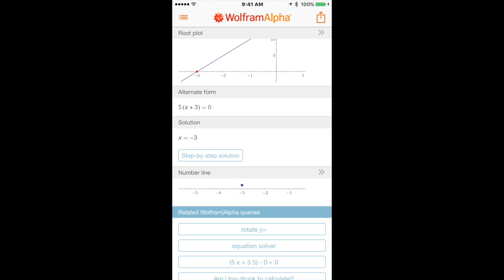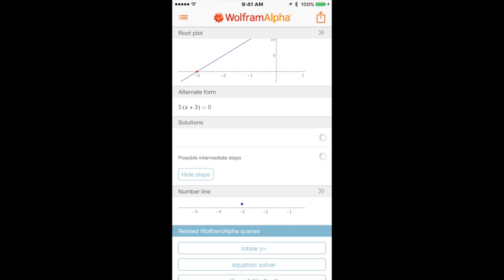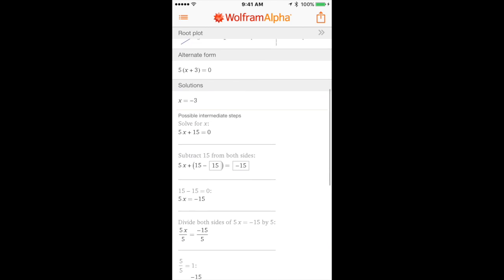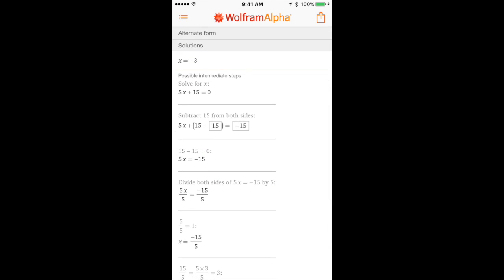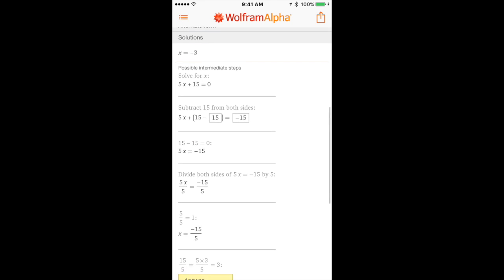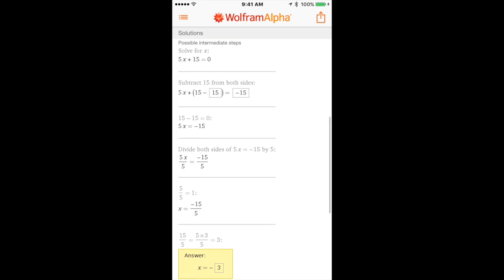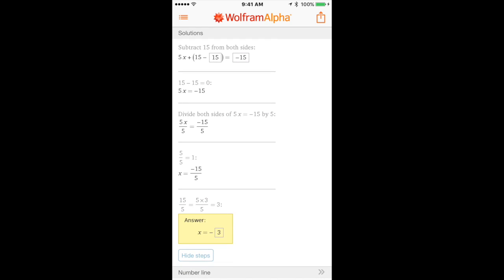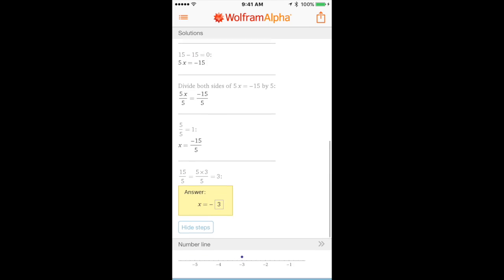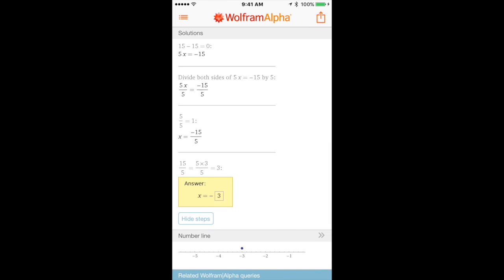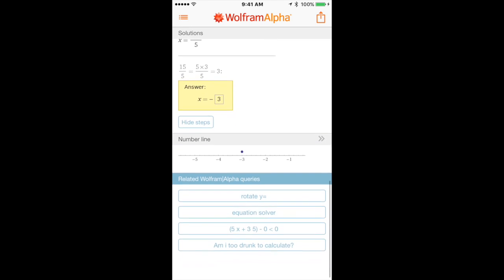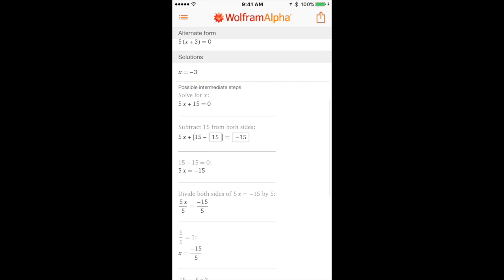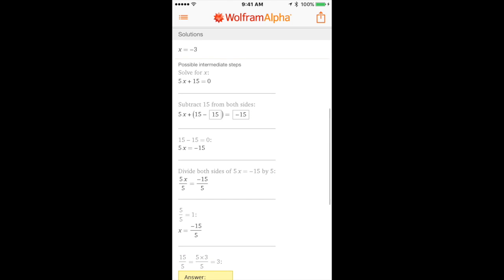For lesson planning, or also for students to help them with the homework, you go to the step-by-step solution, and it will tell you what they did. Subtract 15 from both sides, and then divide both sides, 5x and negative 15, by 5, and it would simplify it, and then you get x equals negative 15 over 5, which is basically negative 3.